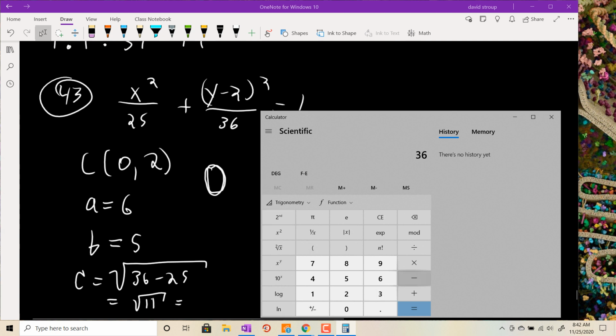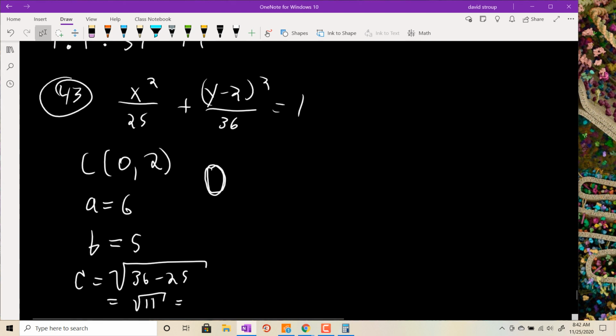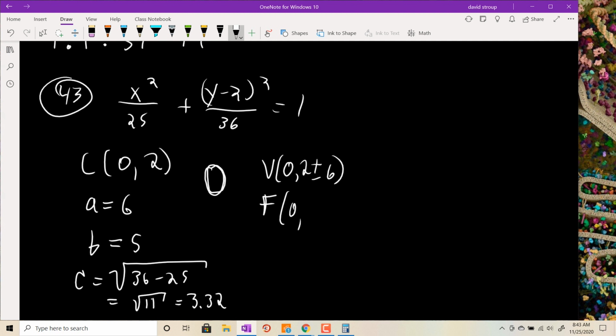Let's make sure that's right. Sometimes my brain plays tricks on me this early in the morning. 3.32-ish. Okay. So 3.32-ish. Right, so you can go ahead and get your vertices if you want. So the vertices, you're going up and down to get them by a. So you're manipulating the y coordinate. So it'll be 2 plus or minus 6. The foci, you're going up and down by root 11, so 2 plus or minus root 11.